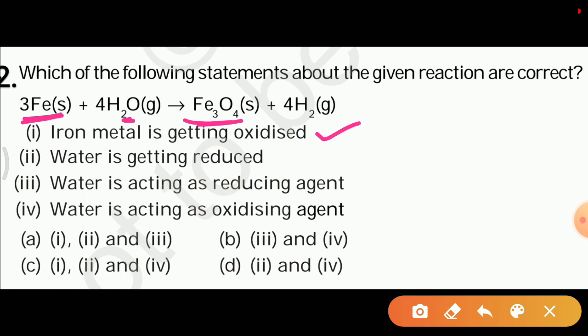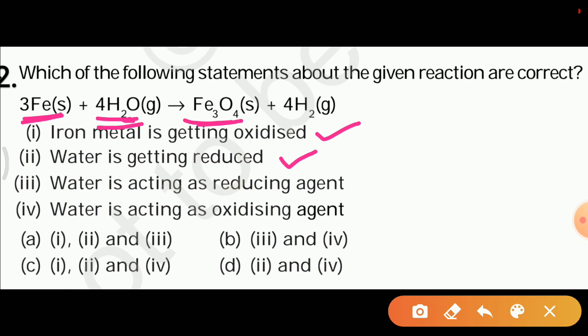Here also iron's oxidation state is increasing. Then we can say iron metal is getting oxidized. So it is a correct statement. Then the second one, water is getting reduced. Yes, water is losing the oxygen, and loss of oxygen is reduction. So we can say water is getting reduced. This statement is also correct.